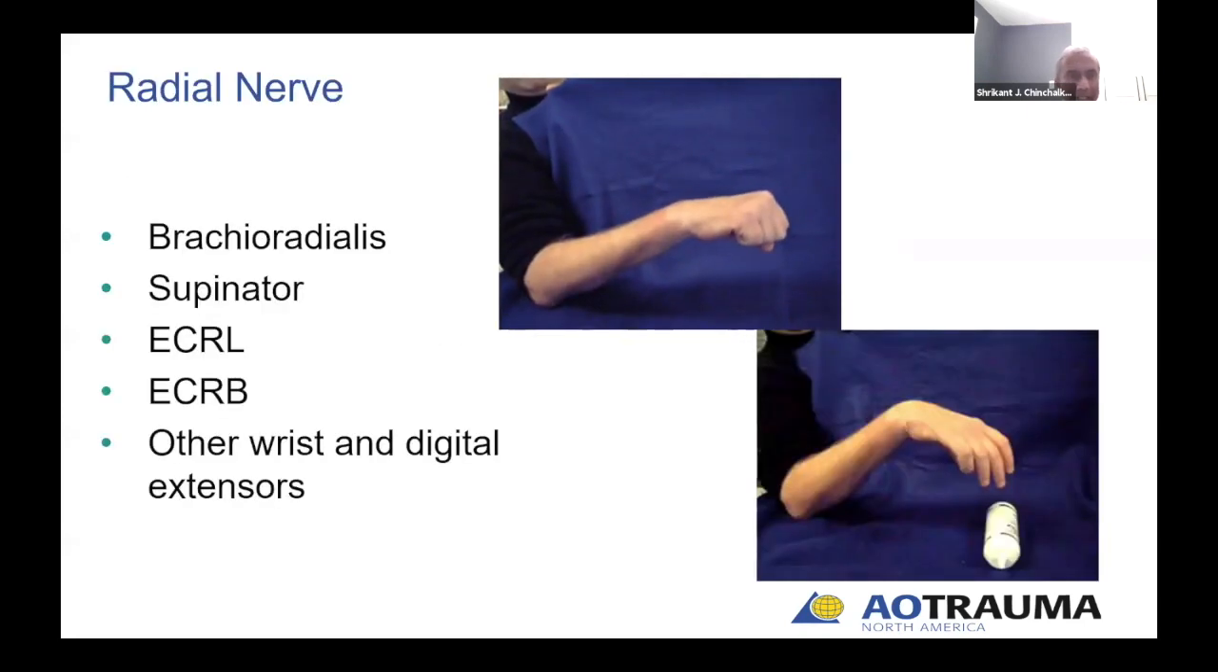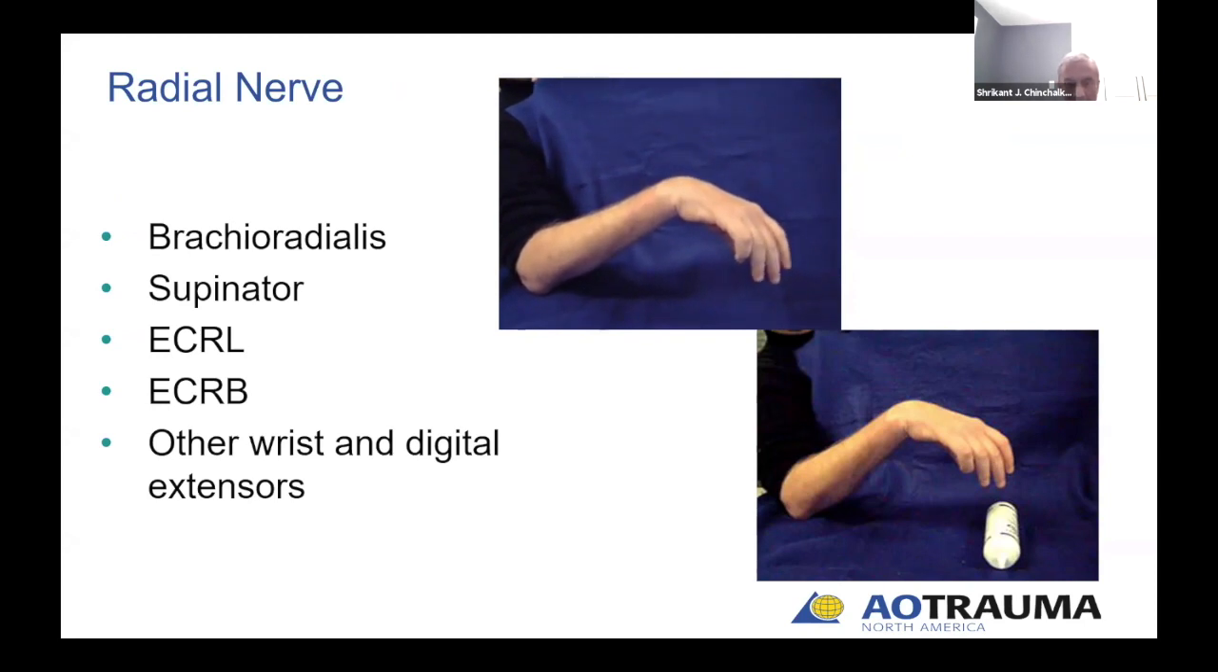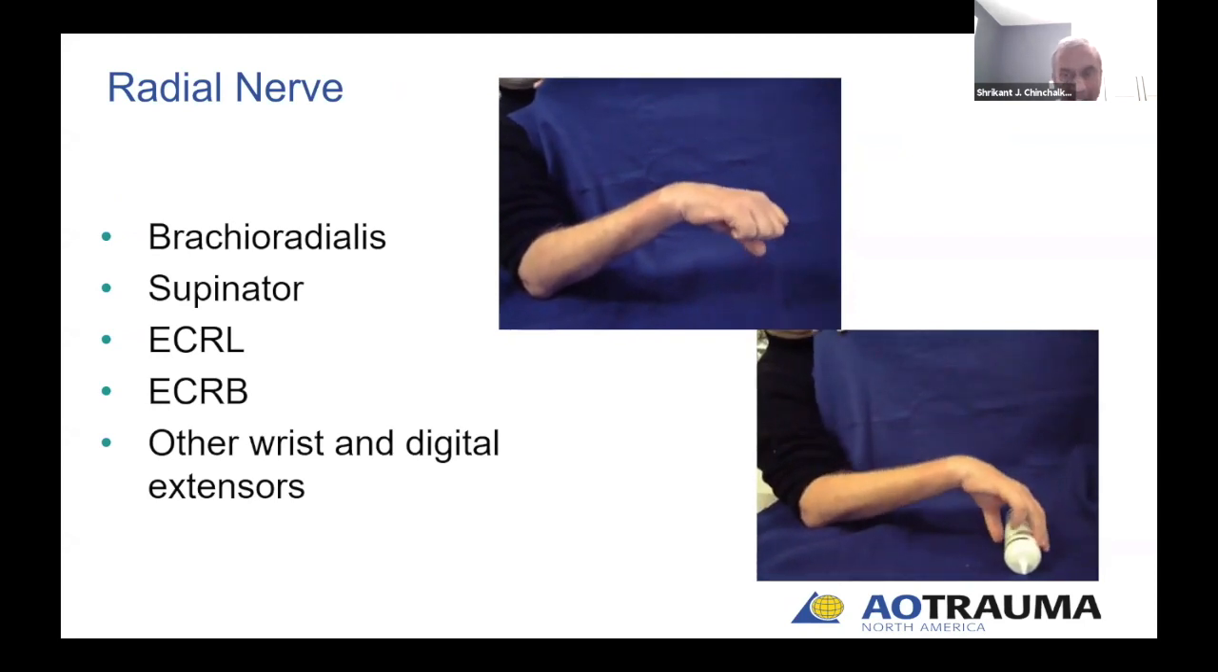Let's look at radial nerve palsy. We know what radial nerve palsy entails. We have loss of wrist extensor, finger extensor, thumb extensor. The hand usually becomes very clumsy.